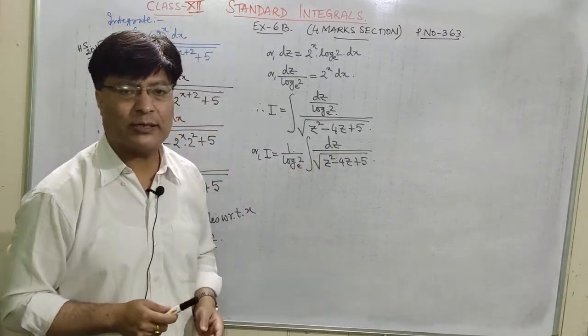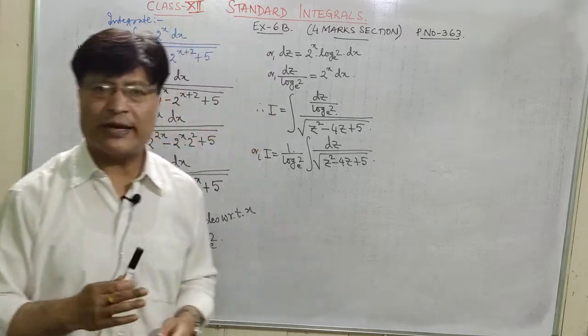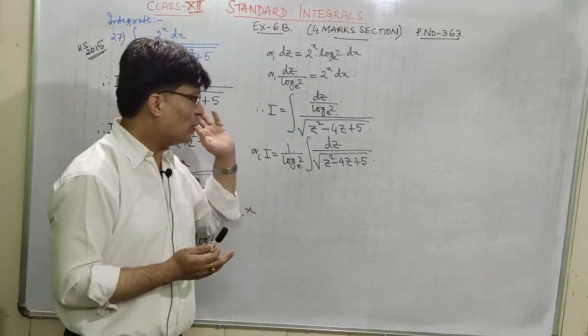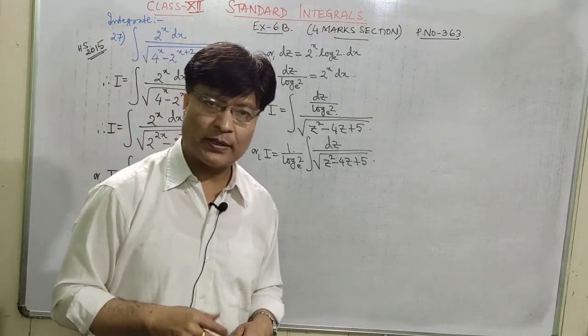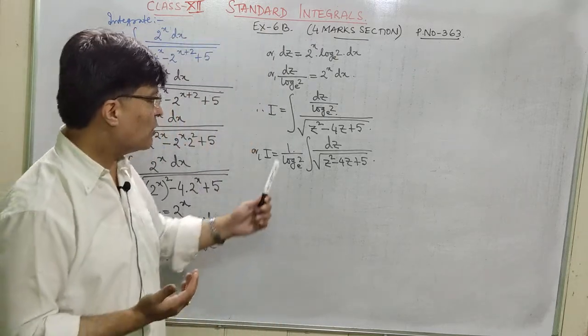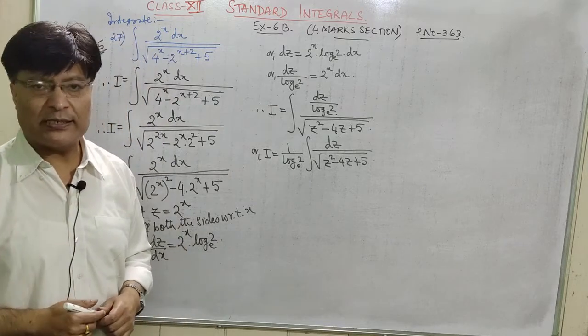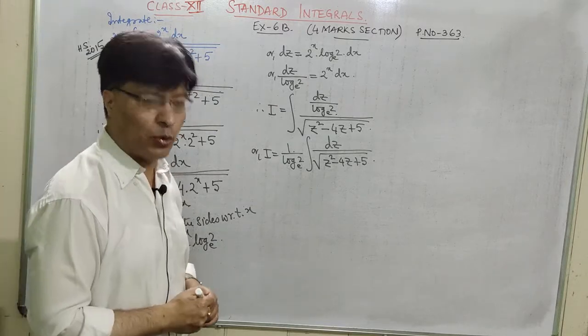Z square minus 4z plus 5 cannot be factorized further. Okay. So let us convert them into standard integral form. And that means you have to convert into the form of perfect square, that is a square minus 2ab plus b whole square.